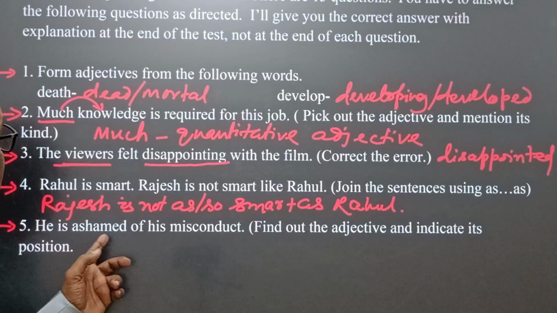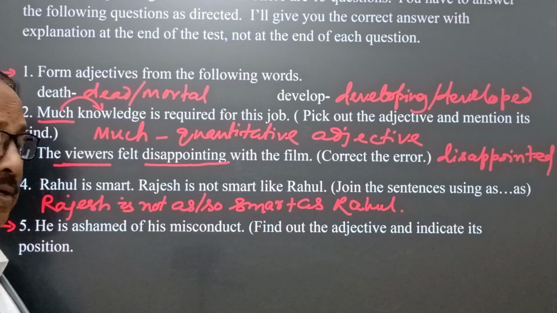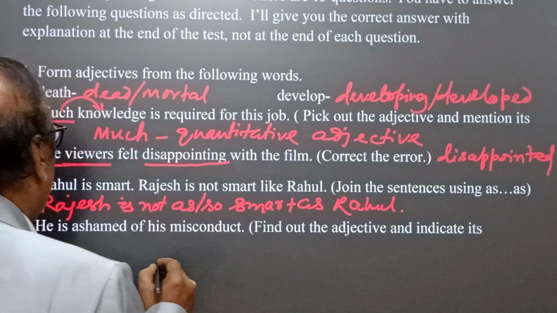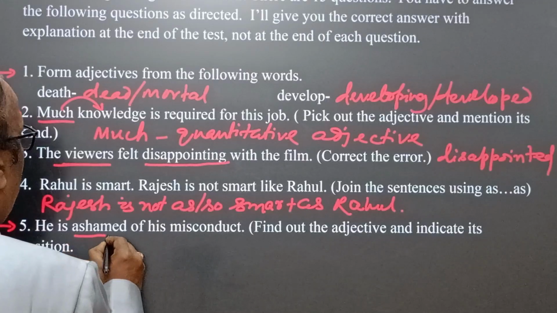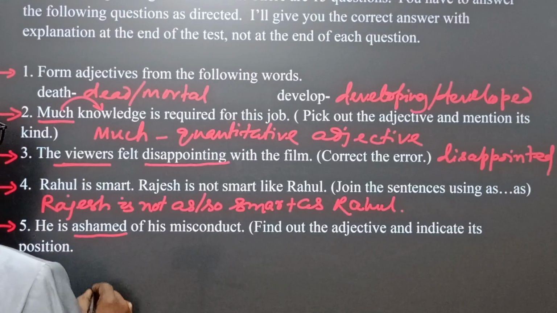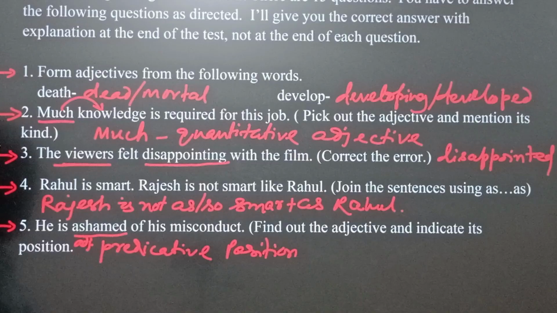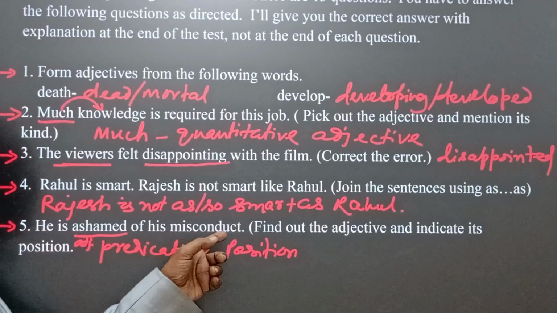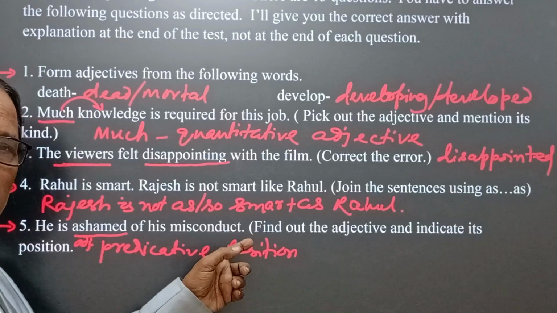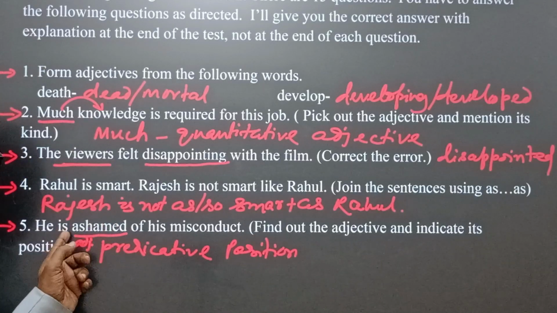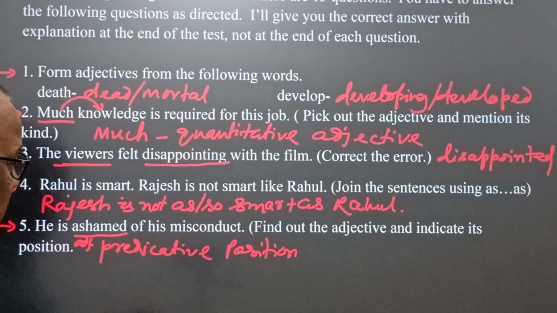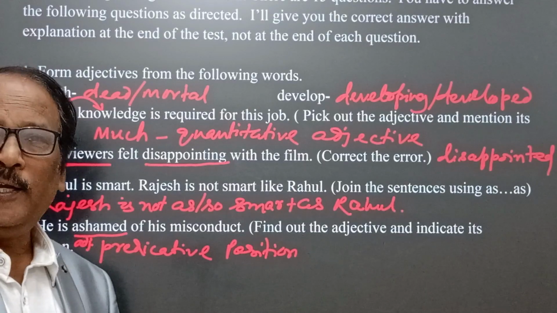He is ashamed of his misconduct. Find out the adjective and indicate its position. Here ashamed is the adjective and its position is predicative. It is because he is the subject, and is ashamed of his misconduct is the predicate part, and as ashamed is in the predicate part of the sentence, its position is predicative.